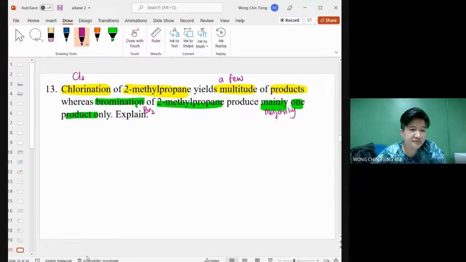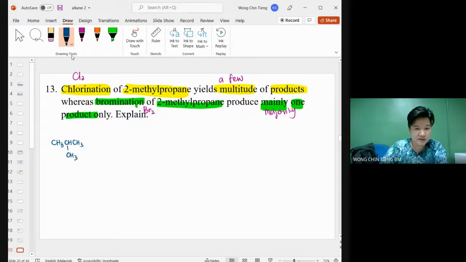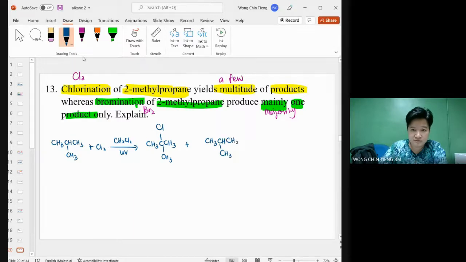Nampak? Kita lukis sikit 2-methylpropane. So, my 2-methylpropane shall look something like this. And when I react the 2-methylpropane with Cl2 UV, I shall produce this product. Correct me if I'm wrong. Saya pun jawab terus je. So, kamu akan dapat this one. Setuju? For me, yes. All right.